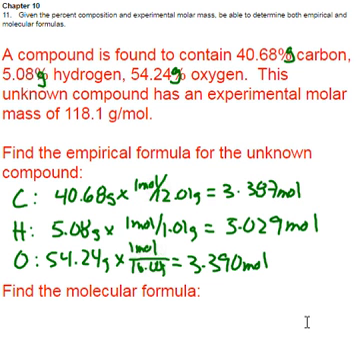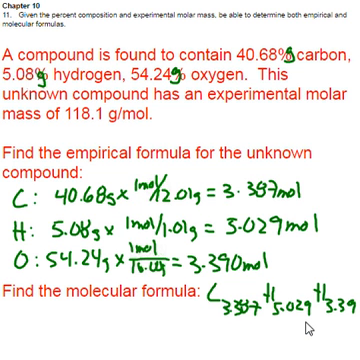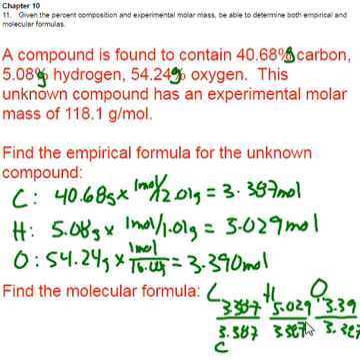So now when I set my empirical formula, my ratio is 3.387 to 5.029 to 3.39. Since that's not easy to tell what that is in whole numbers, I just go ahead and divide by the smallest one. So the C and the, oh, I got the H up there twice. This is actually my O. The C and the O go to 1 each. Hydrogen is 1.48. That's close enough to 1.5.